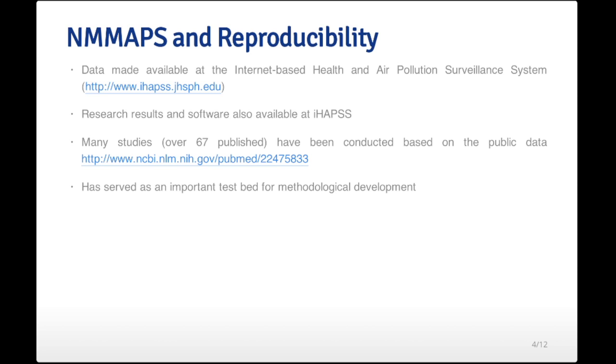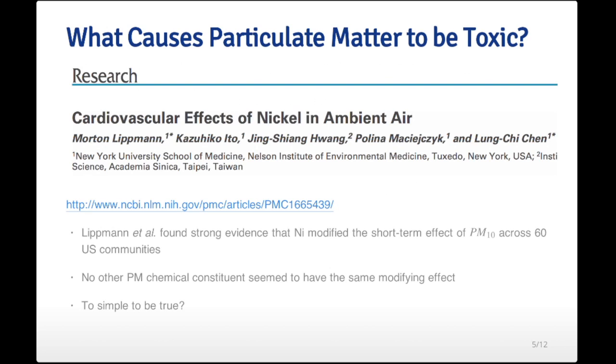Since the data have been made available to the public, many studies have been conducted based on this data that were independent of the original NMMAPS. One particular study counted over 67 published publications based on the NMMAPS data. And so the data and the code that have been made available to the public have served as an important test bed for methodological development in this area.